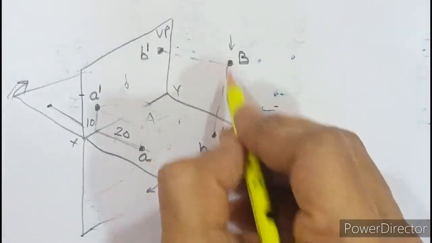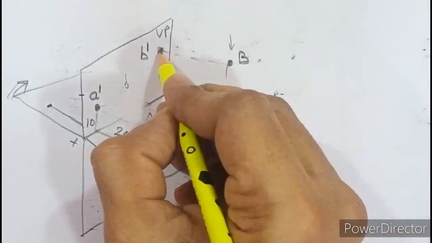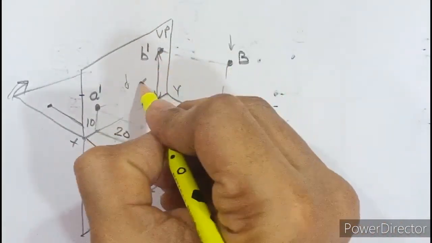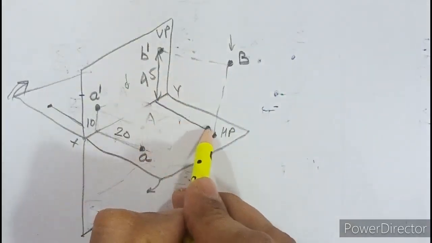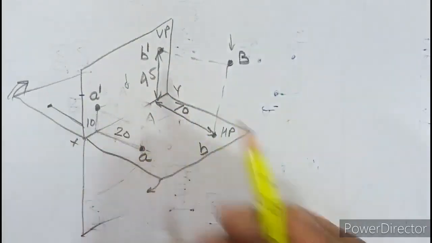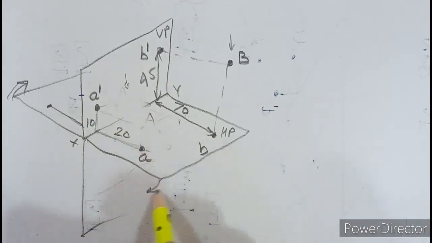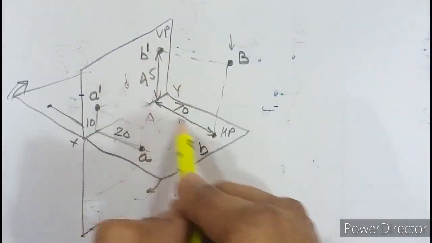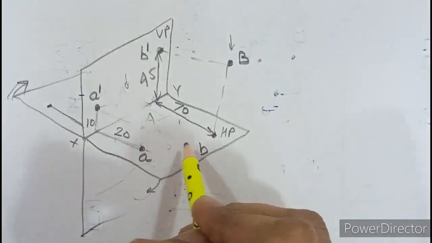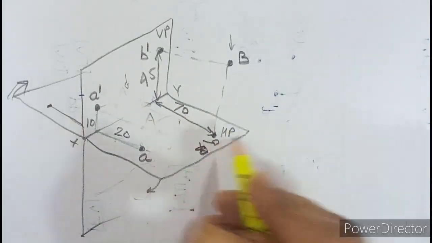Now they are saying point B is 45 above HP. It means the distance of B dash from XY is 45. And it is 70 in front of VP. So this dimension is 70 in front of XY. So when you turn HP down, B dash will remain up by 45 from XY, and B will go down by 70 from XY. Okay, so here we have B.